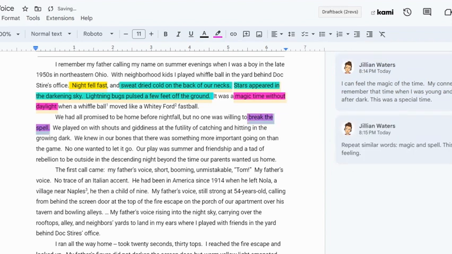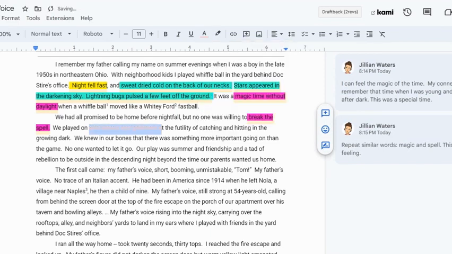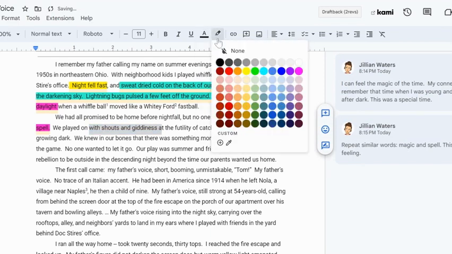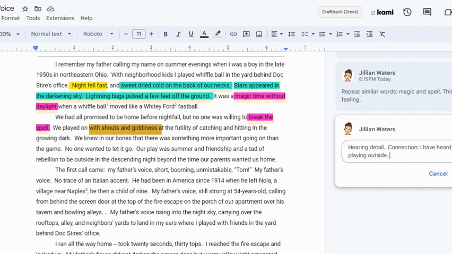We played on with shouts and giddiness. So you can almost hear that, when kids are outside and they're playing and they're having a good time, you can hear that sound of joy, that sound of laughter. So I'm going to highlight that as well. And I'm going to just put it's a hearing detail. Partly we hear it because we connect to that idea of kids outside playing. So I might say connection. I've heard neighborhood kids playing outside. It is always joyful.